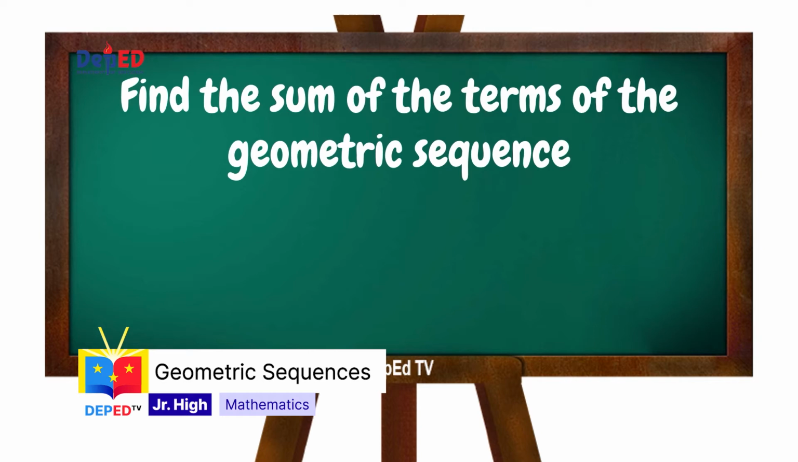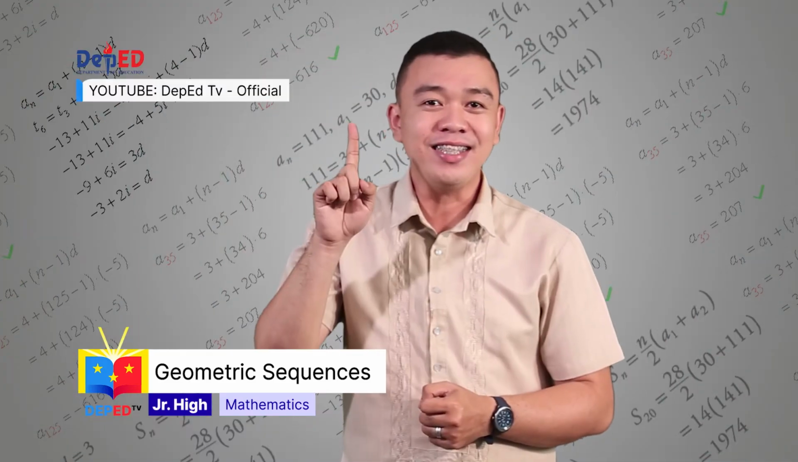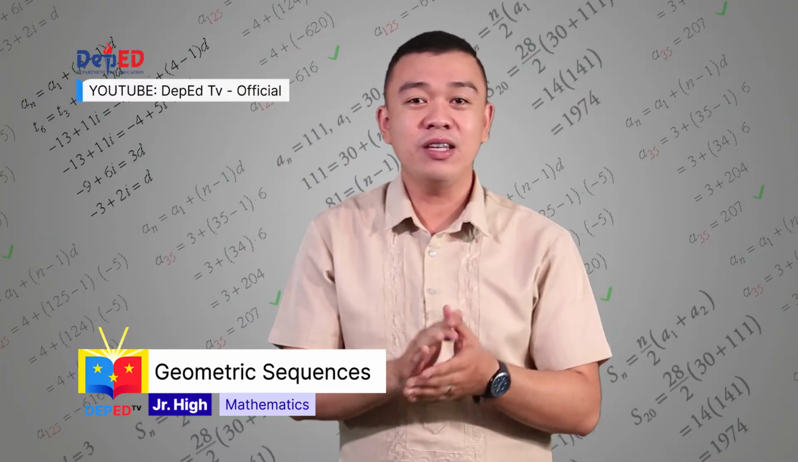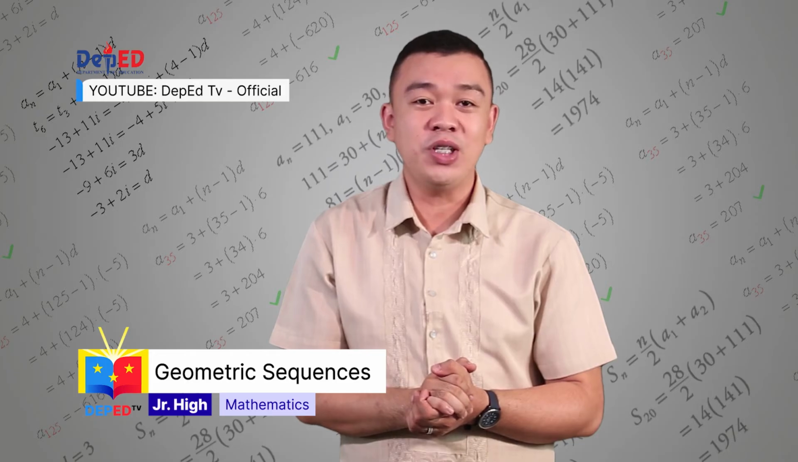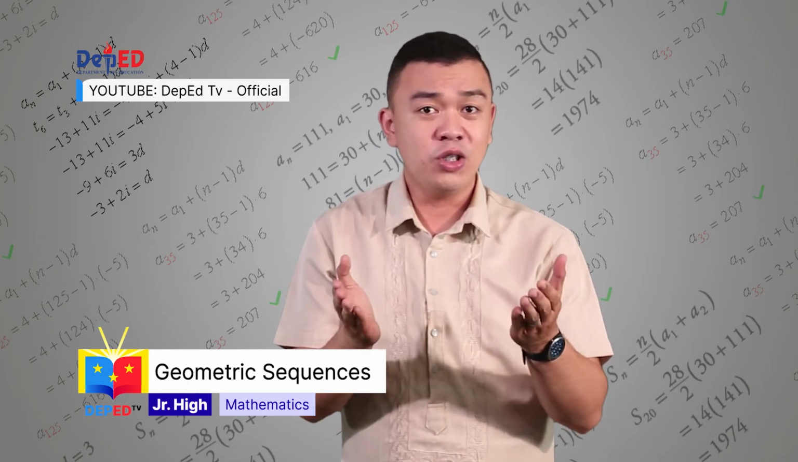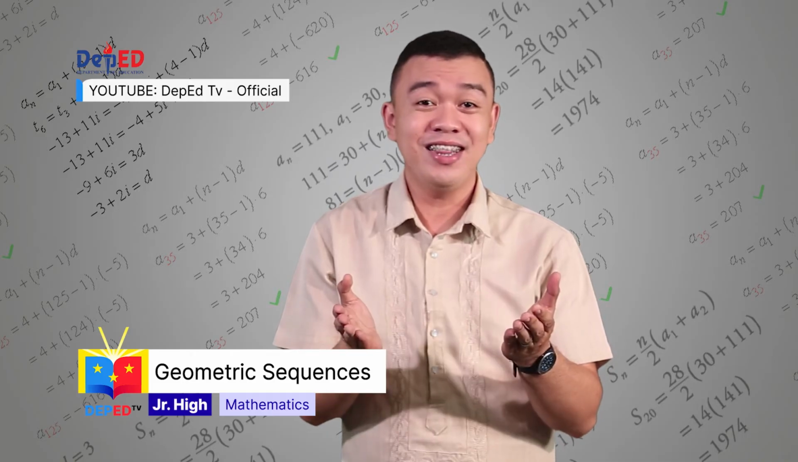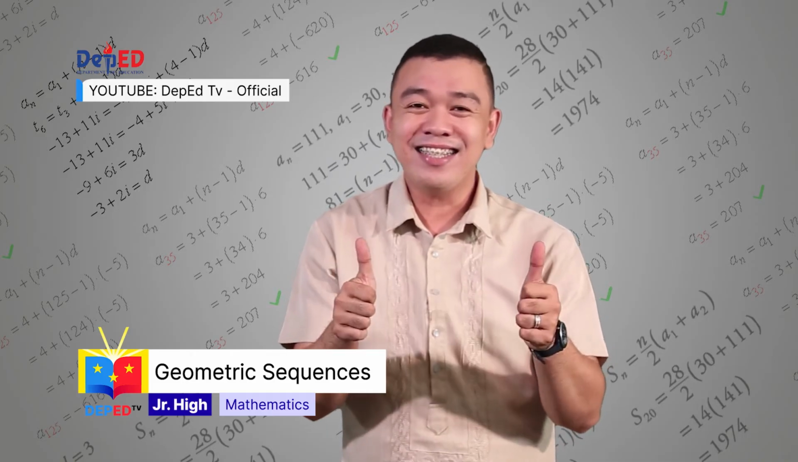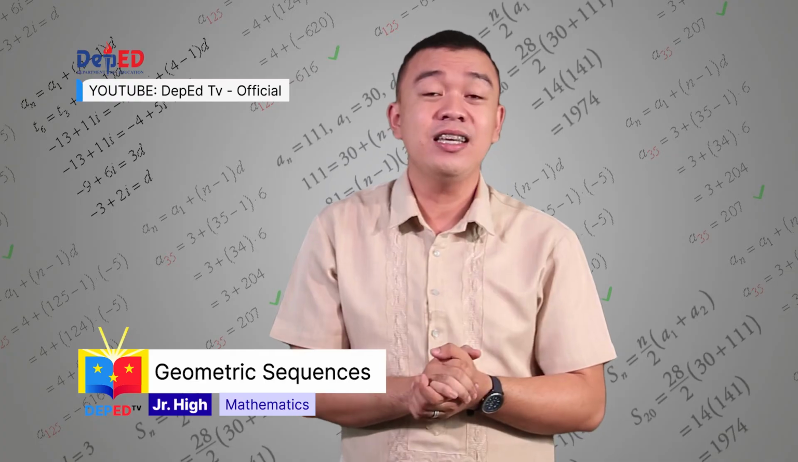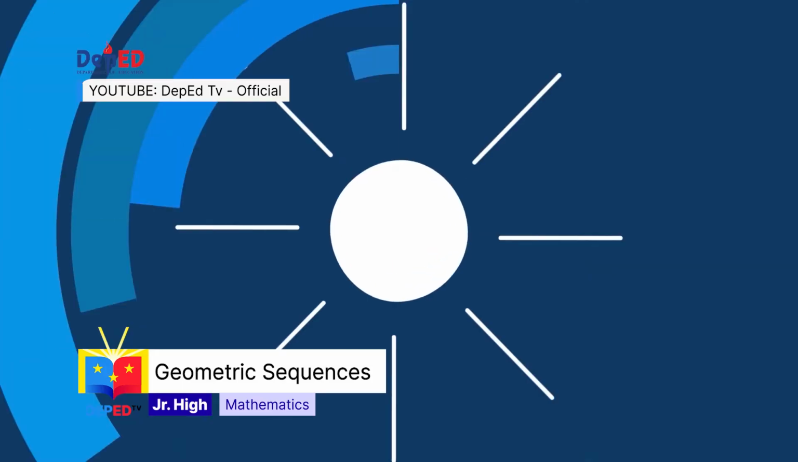Find the sum of the terms of the geometric sequence 1, 1/2, 1/4, 1/8, 1/16, and so on. But wait! How can we get the sum of the terms of the geometric sequence, because these terms are infinite? Is it even possible? Yes, and we will learn it using this example.